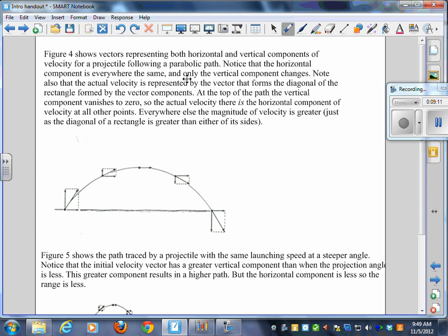Figure 4 shows vectors representing both horizontal and vertical components of velocity for a projectile following a parabolic path. Notice that the horizontal component is everywhere the same and only the vertical component changes. Here's the vertical. Here's the vertical. There is no vertical there. Okay, the red one constantly changes. The blue one is always what? The same. Okay, and we use that when we're trying to predict where things are going to land.